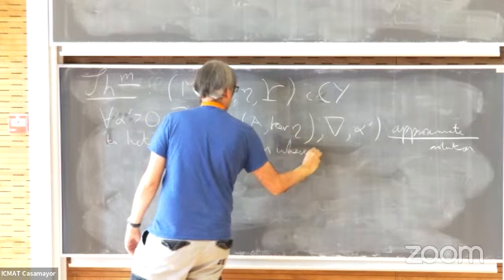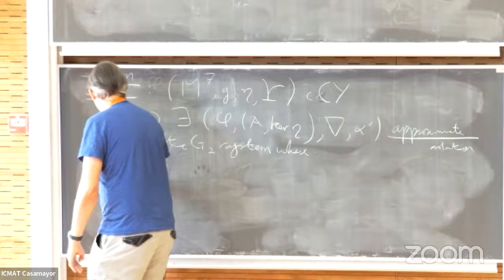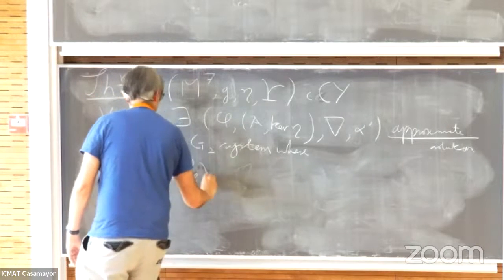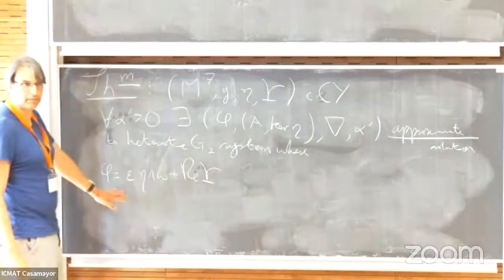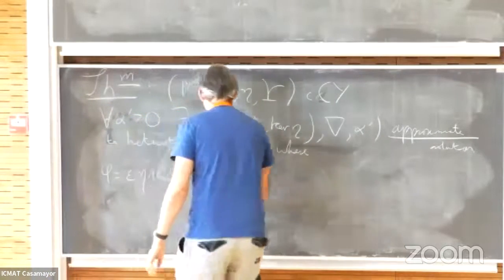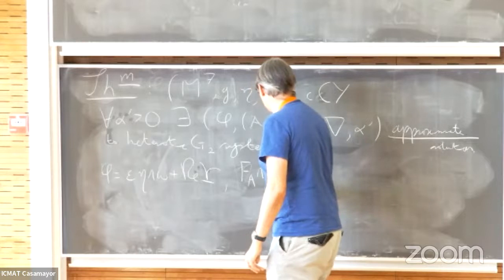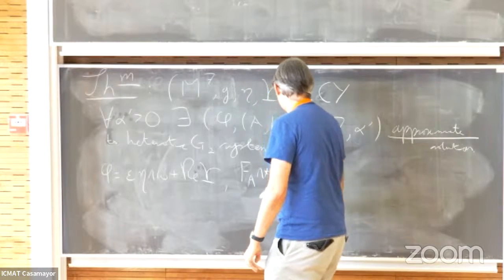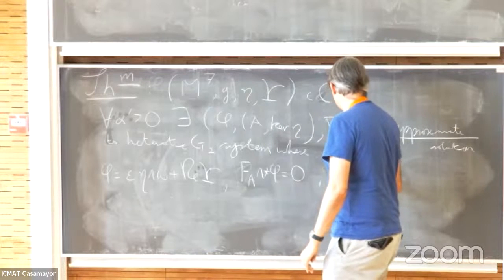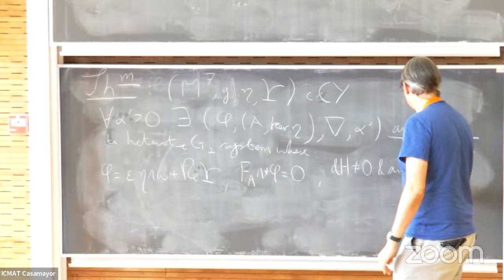Where phi is our old friend, the usual one, with epsilon and beta, which you've seen so many times. That one. A is a G2 instanton. The anomaly is satisfied. dH is non-zero and the anomaly is satisfied.